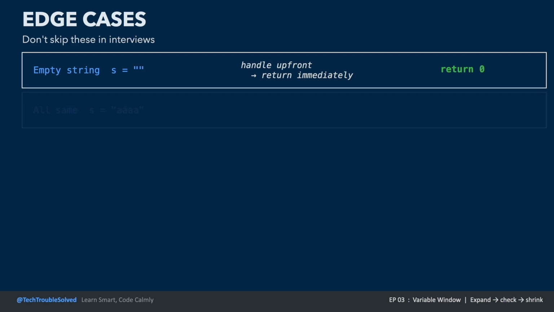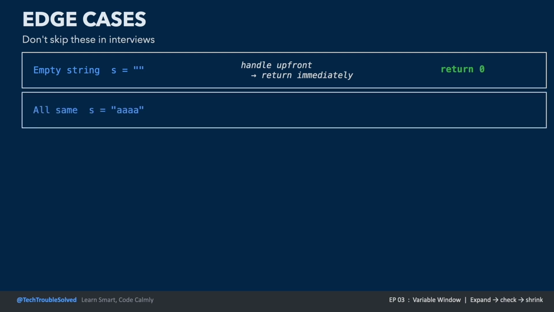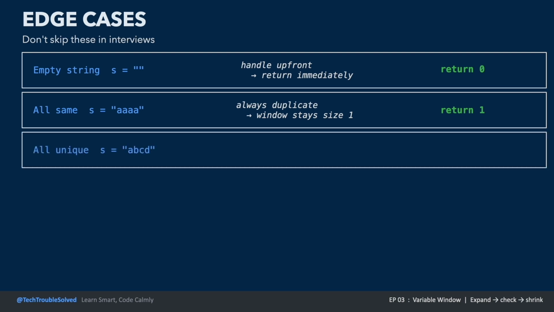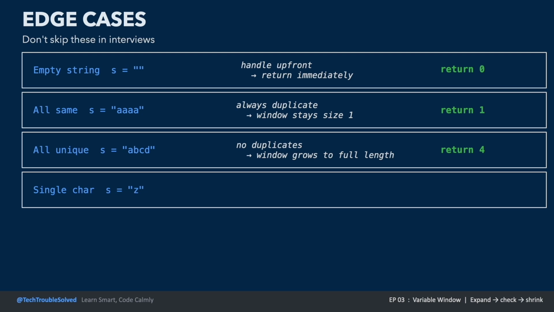All same characters, AAAA. Every single R step hits a duplicate. L chases R the whole way. Window stays size 1 forever. Returns 1. All unique, A, B, C, D. The while loop never fires, not once. R runs to the end. Window grows the whole way. Returns 4. Single character Z. R 0, L 0. Set is empty. No duplicate. Window size is 1.